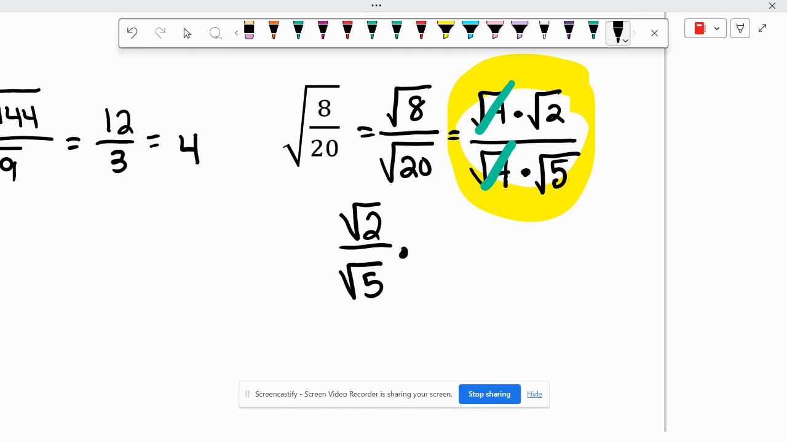Can't have a square root in the denominator, so I have to multiply by that fancy looking 1, the square root of 5 over the square root of 5. 2 times 5 is 10. So I have the square root of 10 over the square root of 5 times the square root of 5 is 5.